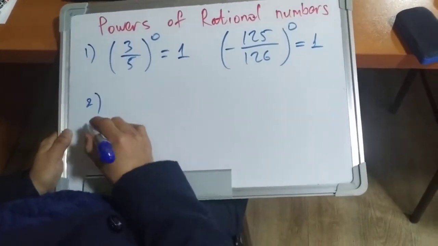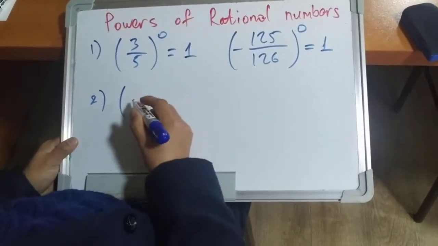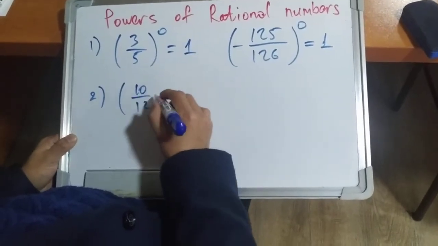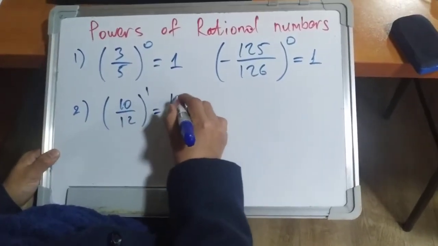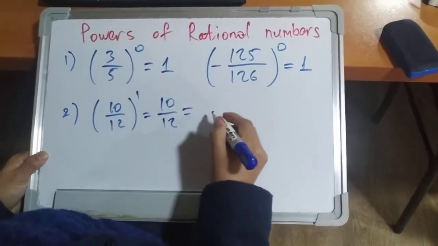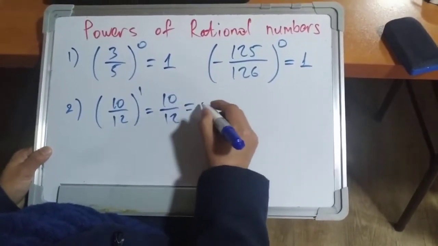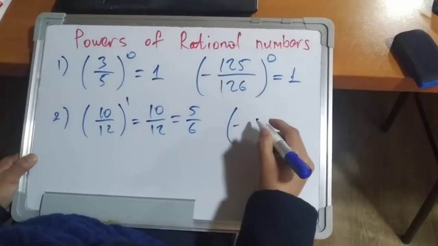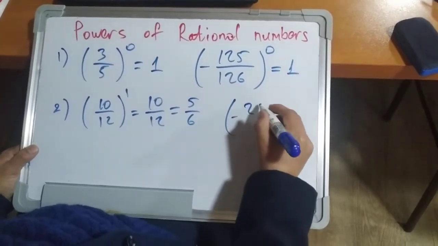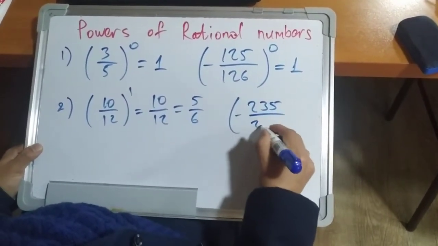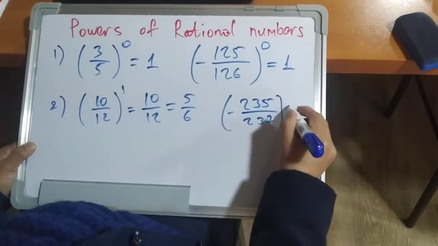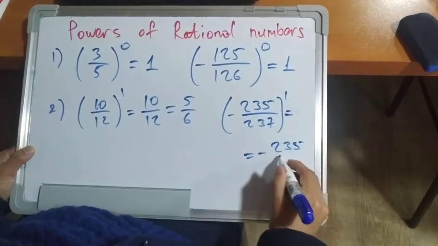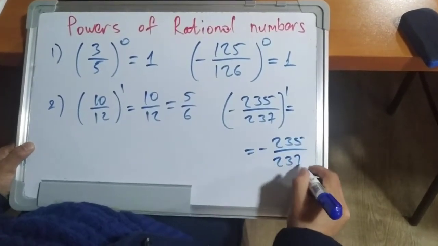And the next rule: if the power is 1, for example, (10/12) to the power of 1 equals 10/12. Or if we cancel 10 and 12, it is 5/6. Or (-235/237) to the power of 1 equals -235/237.